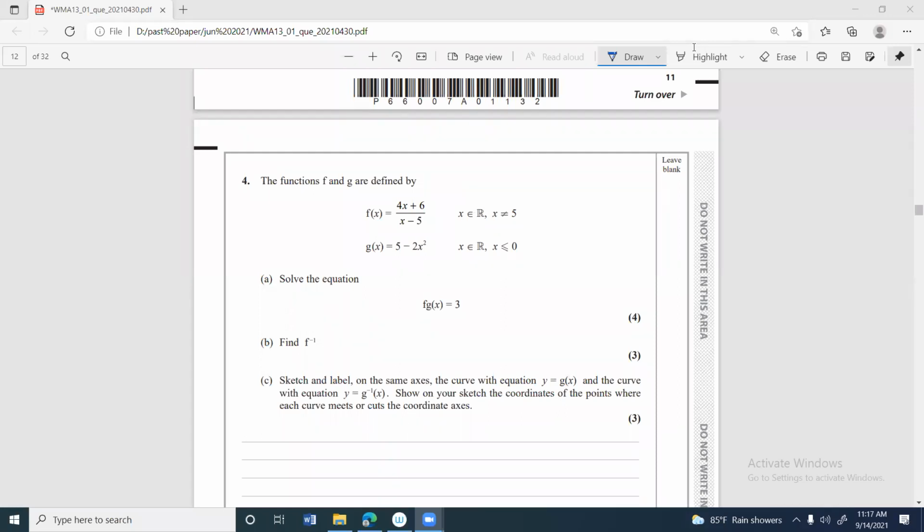Okay. Now, this question: the functions f and g are defined by fx equals 4x plus 6 over x minus 5, where gx is 5 minus 2x squared. Solve the equation fgx equals 3.